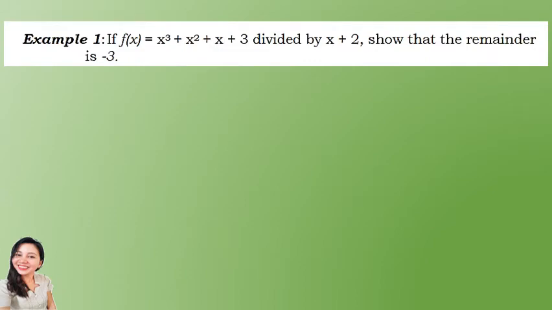Example 1. If f of x equals x cubed plus x squared plus x plus 3 is divided by x plus 2, show that the remainder is negative 3. This means we divide this function by x plus 2, so this will be our divisor. We are to show that the remainder is negative 3. There are two methods to tell if the remainder is negative 3: synthetic division or the remainder theorem. It's up to you, but we will show both to arrive at the same answer.